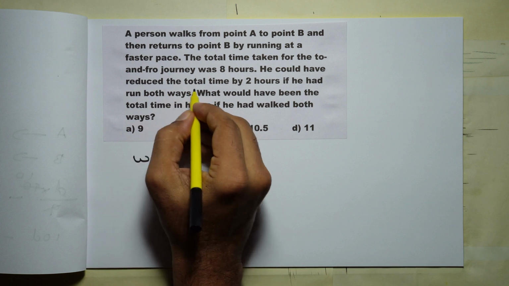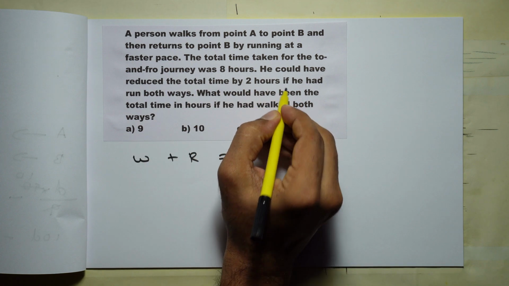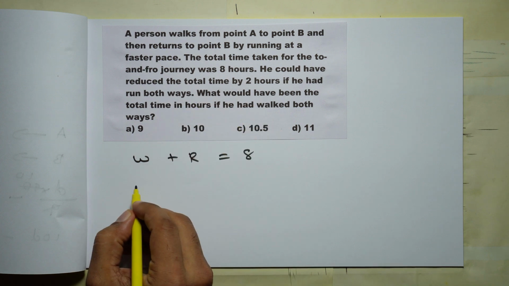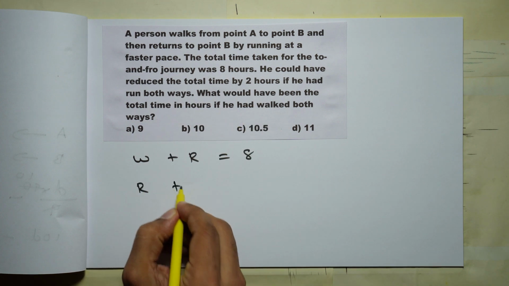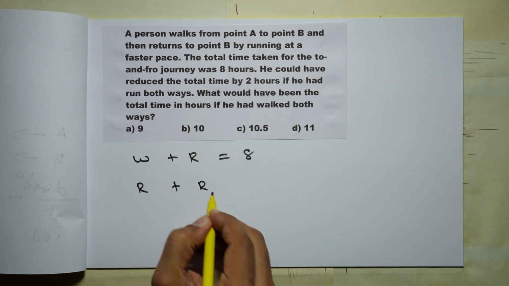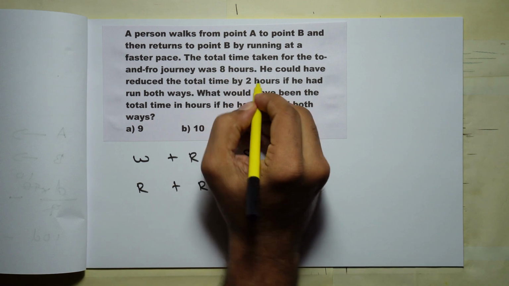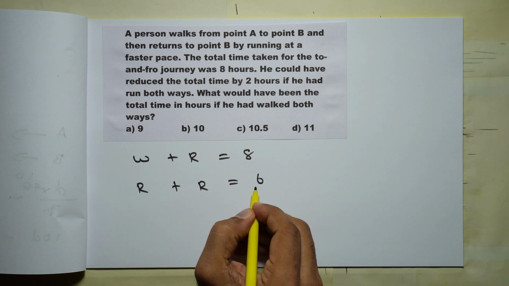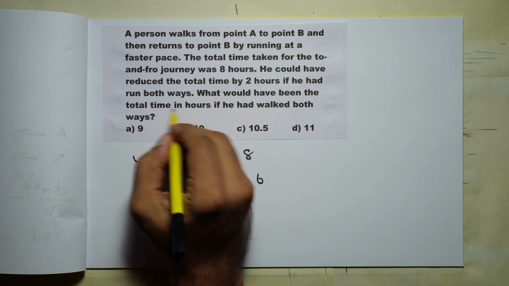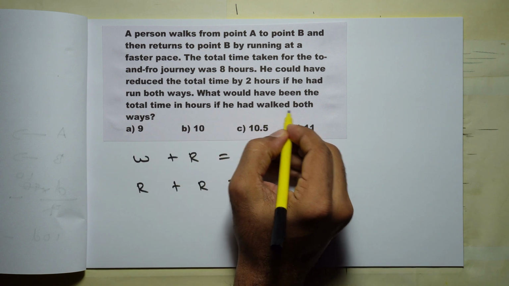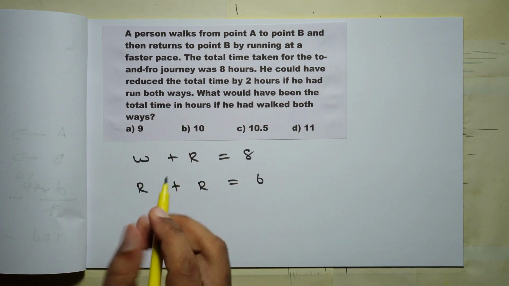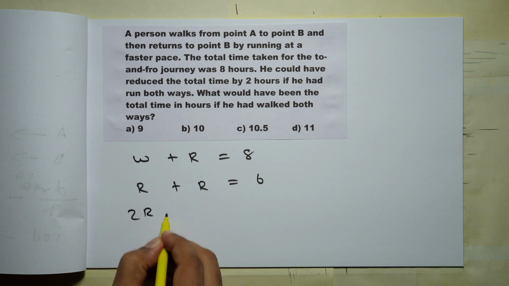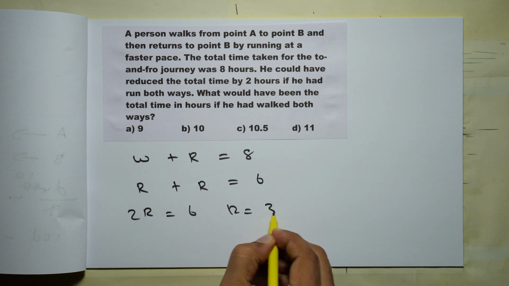He could have reduced the total time by 2 hours if he had run both ways. So if he is running both ways, from A to B he'll take R hours, and to return again he'll require R hours, and he could have saved 2 hours. So he will take only 6 hours. What would have been the total time in hours if he had walked both ways? From this you get R plus R is equal to 6, or 2R is equal to 6, or R is equal to 3.